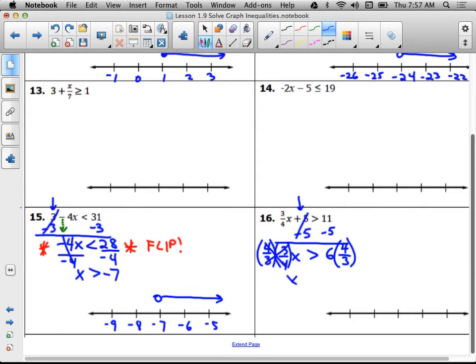We'll get x, and we multiplied by a positive, so we're not flipping any sign here. We're simply taking the fraction and multiplying by the reciprocal. And this is going to be 6 times 4/3, that's 8. Feel free to use a calculator if you're not sure about your fraction operations. And that's going to be an open circle at 8, and it says greater than, so I'm going to go in the greater than direction.